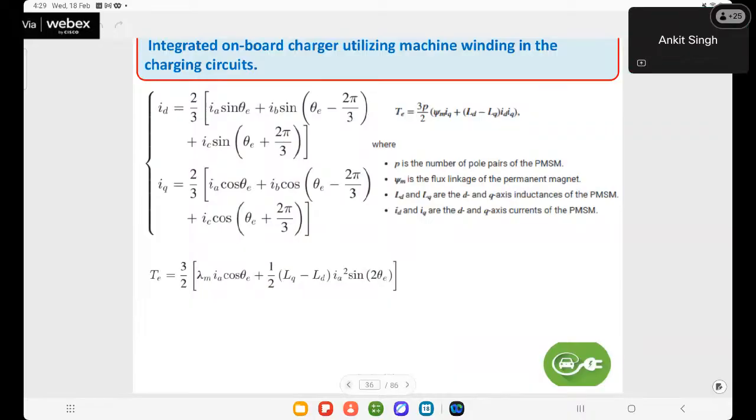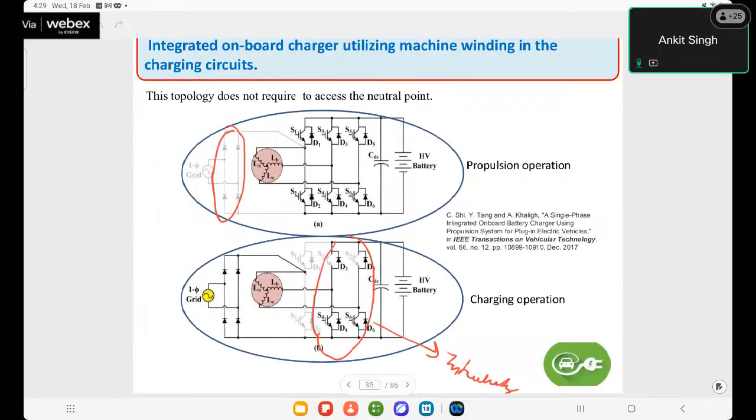There is one thing which we must fix, because it is a motor winding. In motor winding, when current is flowing, there will be torque production. If there is torque production during the charging, the motor may experience hunting or some kind of oscillations.